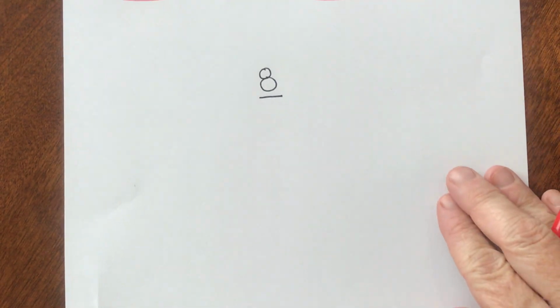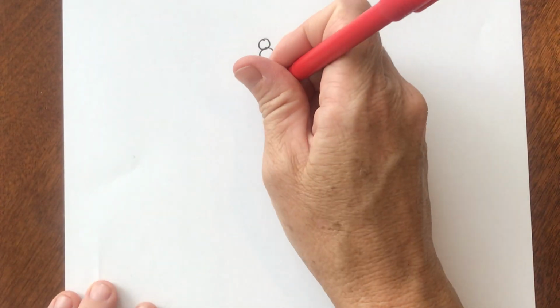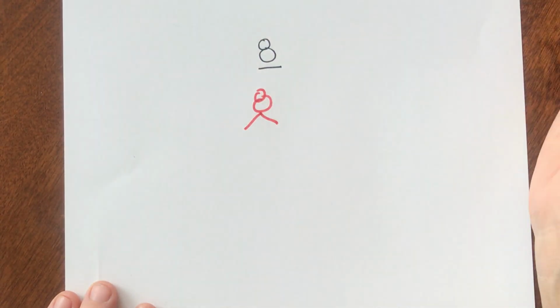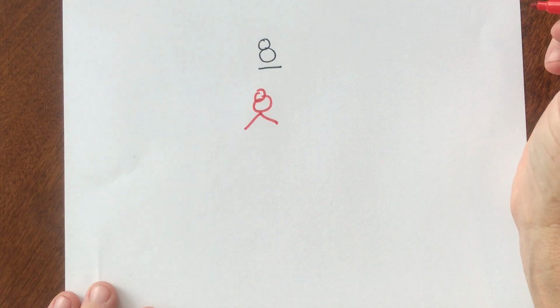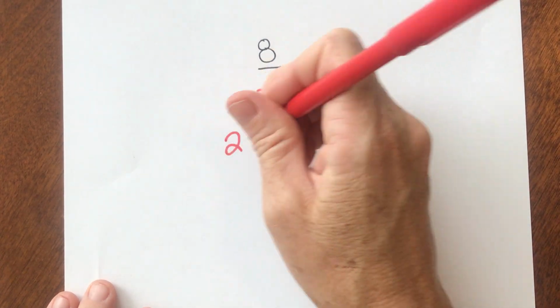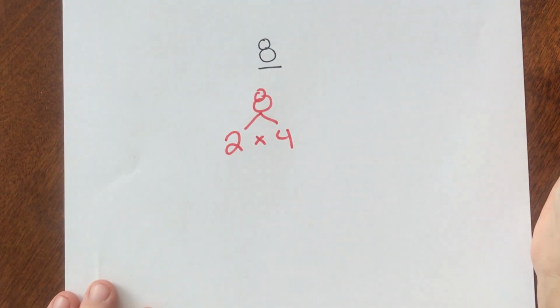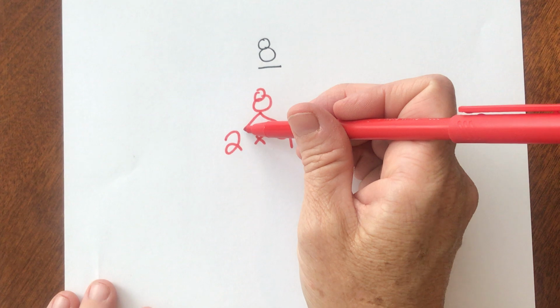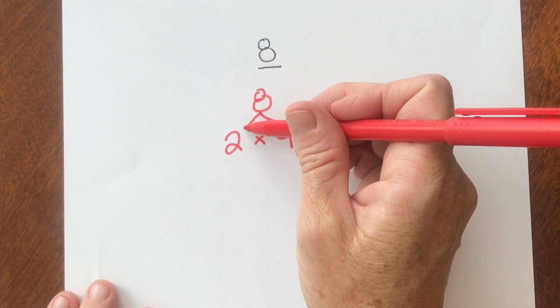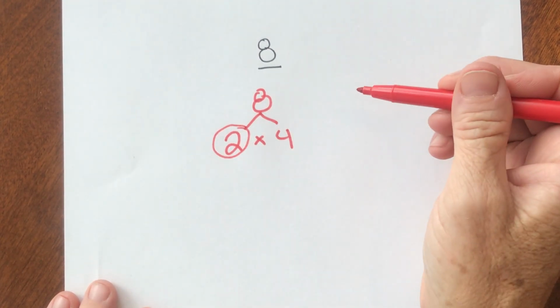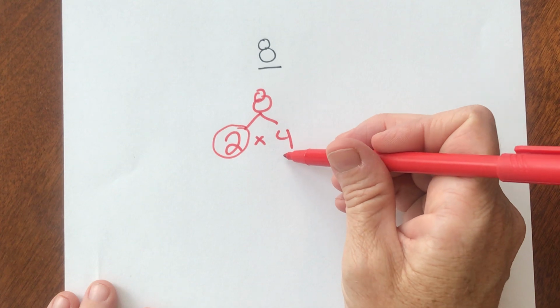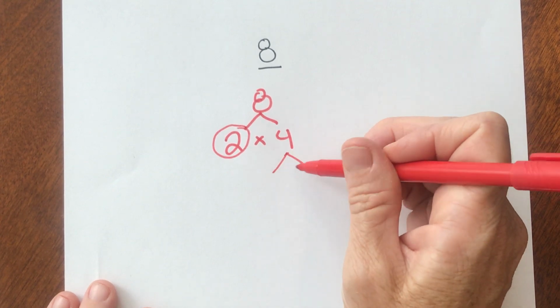Okay, let's look at one more of mine. My next number is 8. So 8's going to be the top of my tree, my factor tree. What times what gives me 8 without using a 1? 2 times 4. Okay, what times what gives me a 2 without using 1? Nothing. What times what gives me 4 without using a 1?